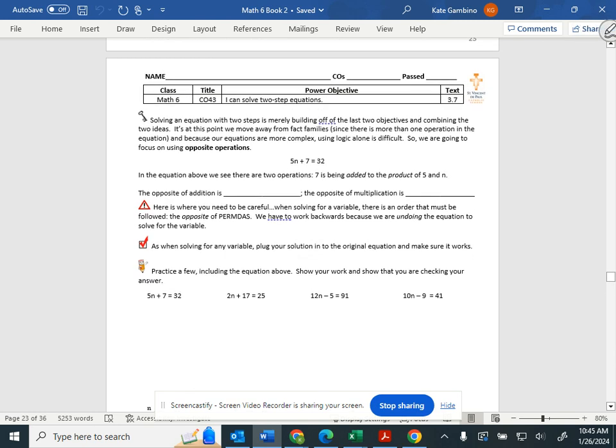We said n equaled 5. So let's plug 5 in. 5 times 5 plus 7 equals 32. We know 5 times 5 is 25, plus 7 equals 32. 25 plus 7 is 32, equals 32. That's how we check to make sure we did our math correctly.